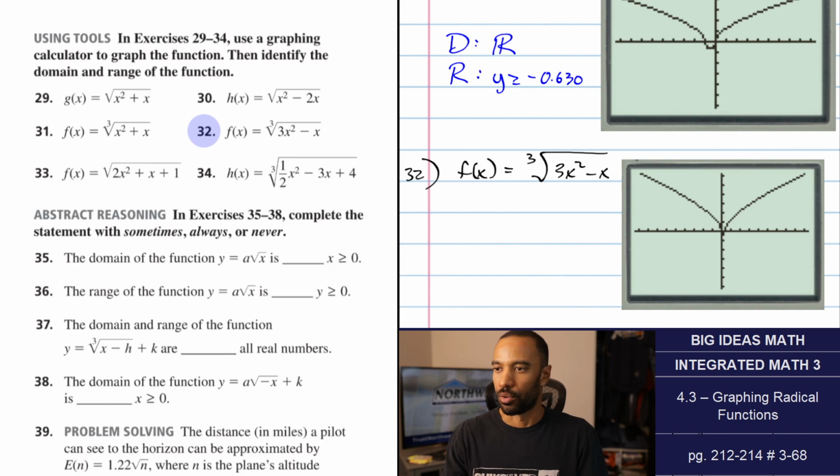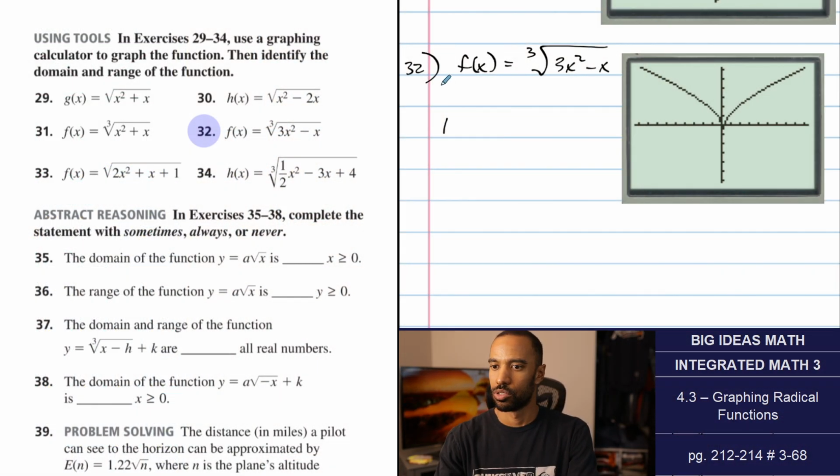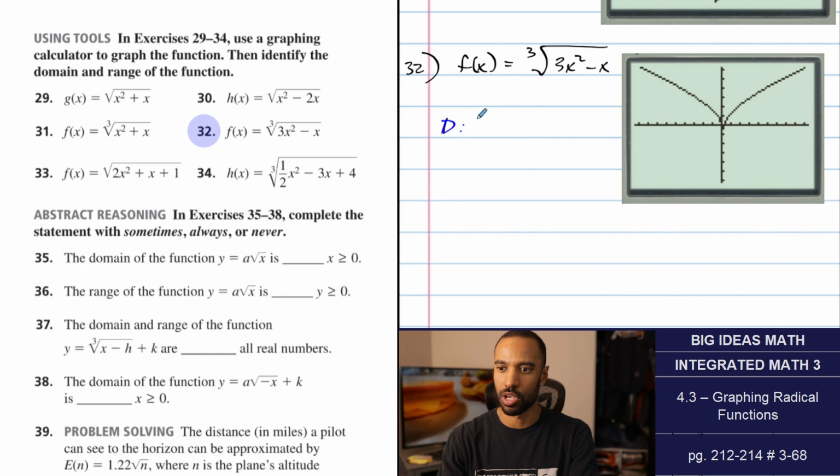Okay, so I got this one back here. Let's go to that guy. So again, I'm guessing that's supposed to be 1/6, and then that's negative 0.437. So the domain, though, is still all real numbers for this one. So I'm going to write domain's all real numbers. Start trying to write in blue. Domain is all real numbers, and range, y is greater than or equal to negative 0.437.